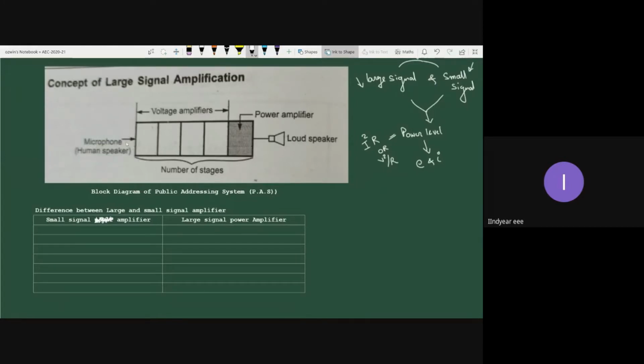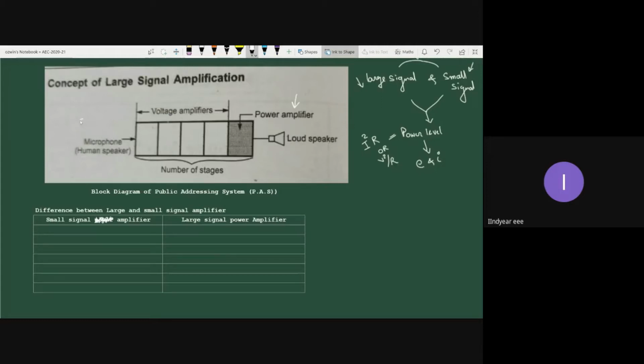So between the microphone and the speaker, you will have several substages, and those substages are broadly classified into two sections: a voltage amplifier section and a power amplifier section. If you look at the block diagram, you would see that a power amplifier occupies the last stage of a public addressing system. So this is the position of a power amplifier. Where is it getting occupied? It is getting occupied between the voltage amplifier and the loudspeaker.